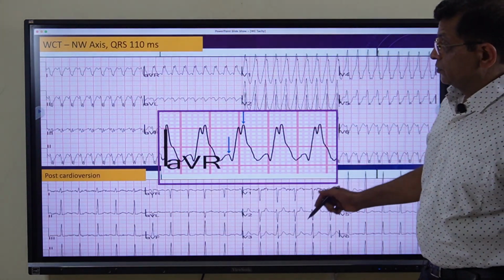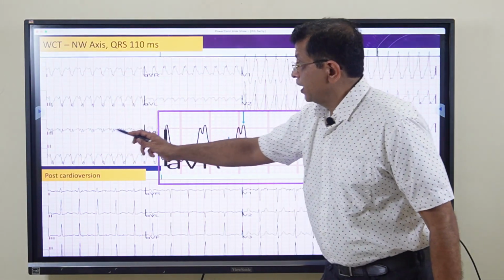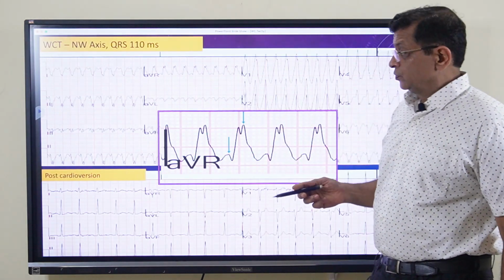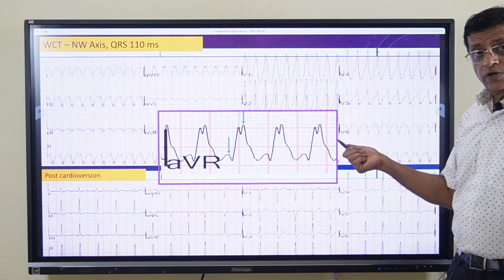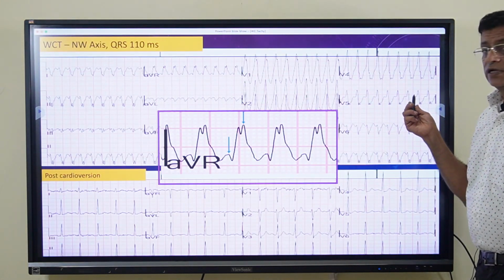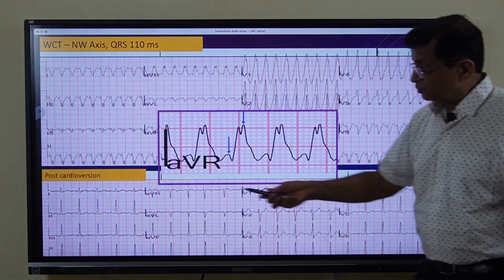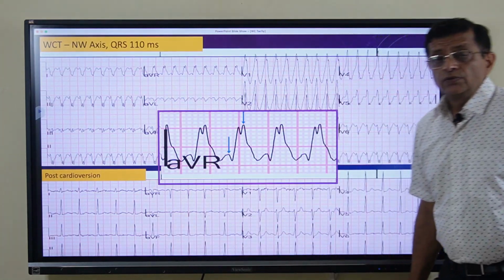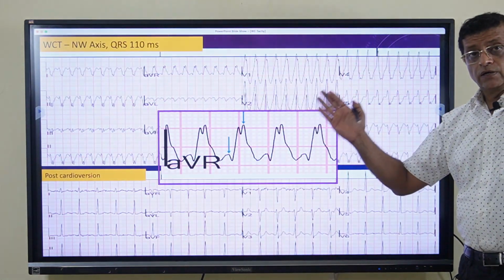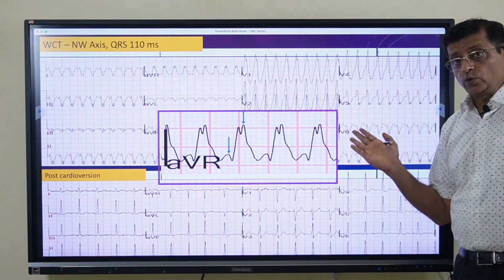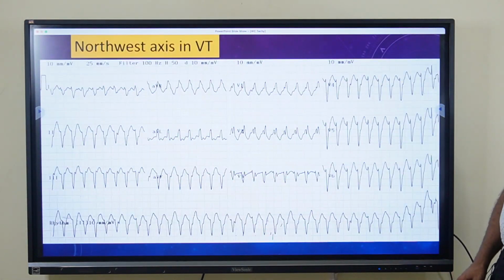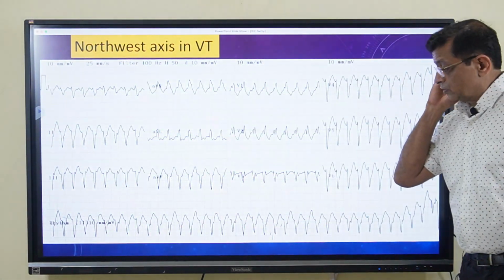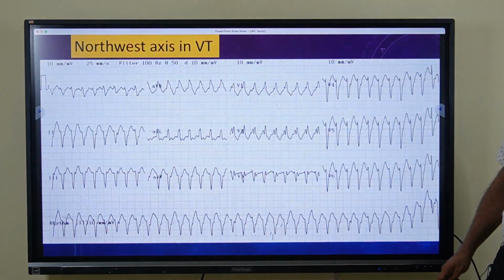Here you see negative complexes in 1, 2, 3 and strongly positive complexes in AVR. So this is suggestive of northwest axis and wide complex tachycardia. So this is VT, and this patient was cardioverted, and now you see the axis has come back to normal. So if the patient has northwest axis and a wide complex tachycardia, it is likely to be ventricular tachycardia. Another example, northwest axis. So this is more likely to be a ventricular tachycardia.